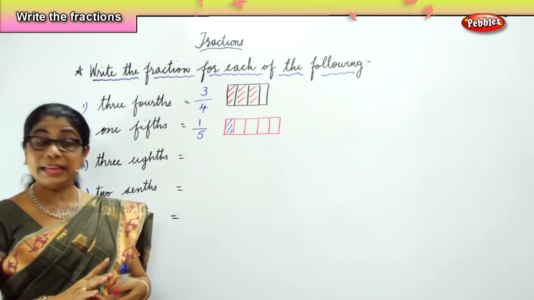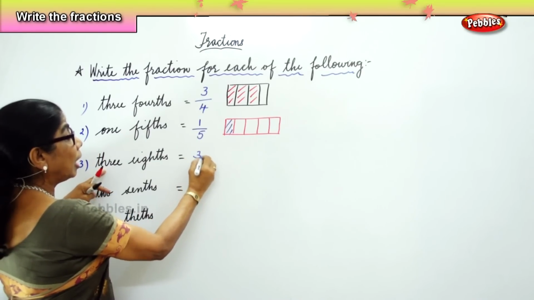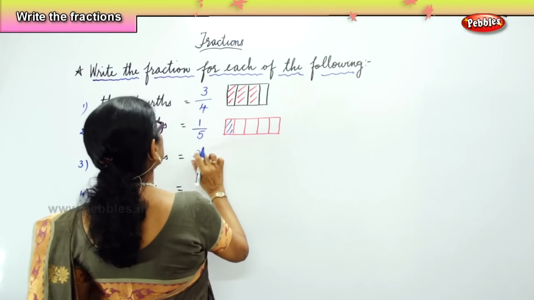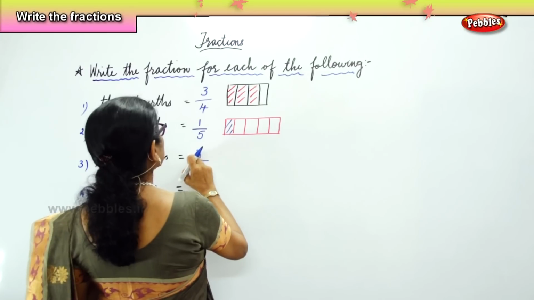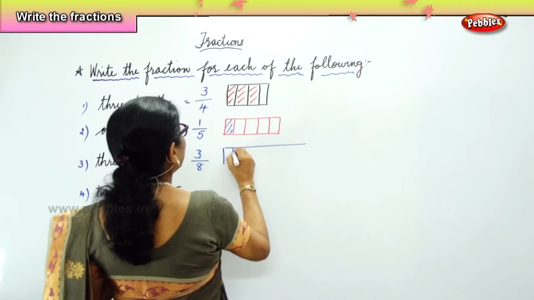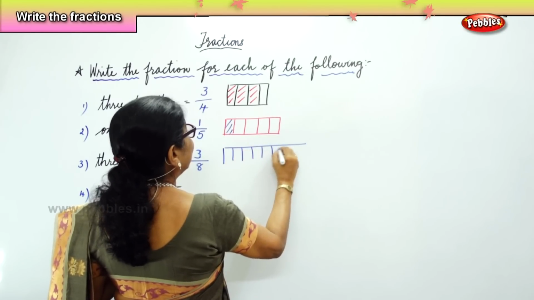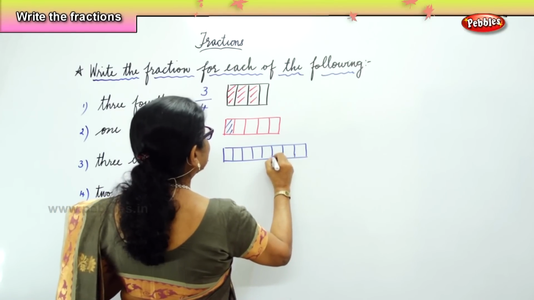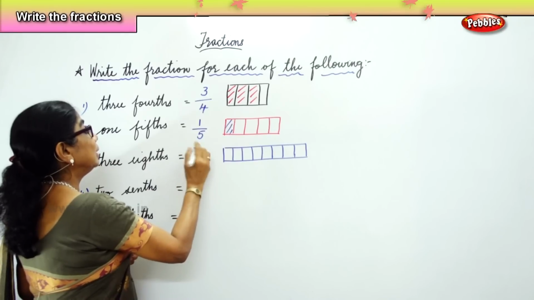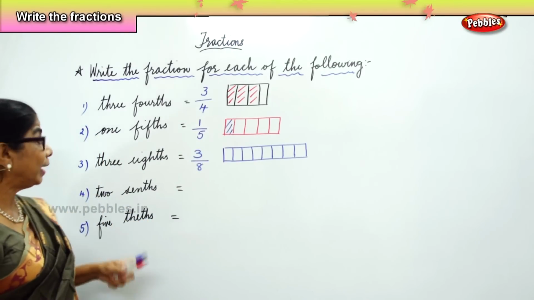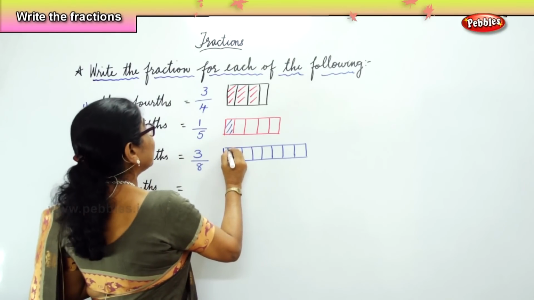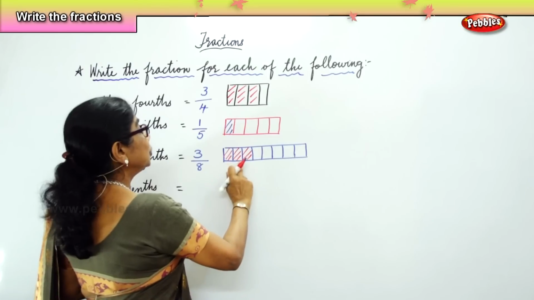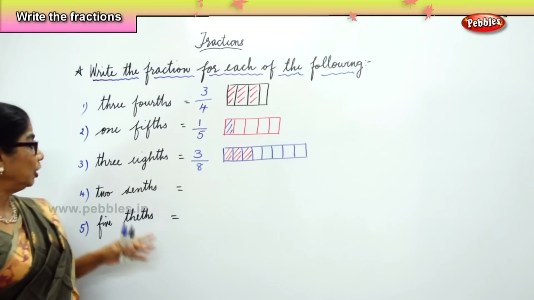Next is 3/8. How do we write 3/8? 3 parts out of 8 parts. All right? Now 1, 2, 3, 4, 5, 6, 7, and 8. And here you have a picture and it says 3/8. That means 3 parts should be colored out of 8 parts. 3 out of 8. What's the meaning of 3/8? 1, 2, and 3 parts. 1, 2, 3, 4, 5, 6, 7, 8. 8 is the denominator.